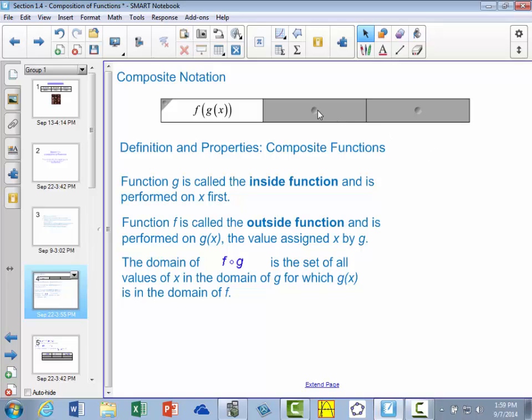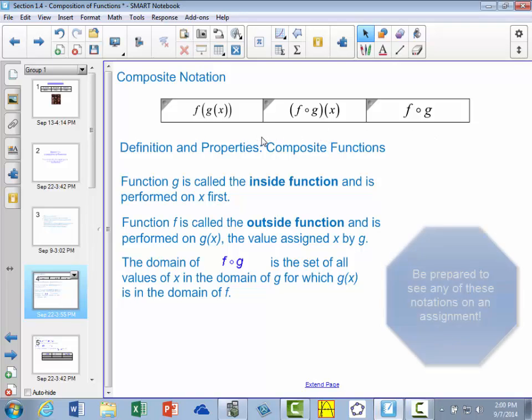Now, this is the notation we're most familiar with, but there are other ways to indicate that we're dealing with a composite function. This f circle g of x, and then just f circle g without the x. So all three of these notations represent composite functions where g is the inside function and f is the outside function.